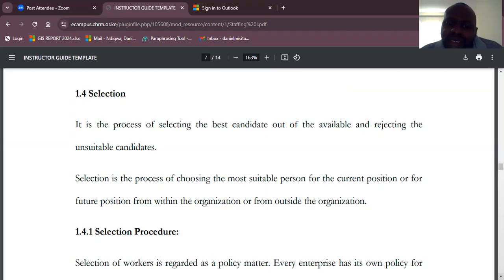Once you select them, you can now shortlist them and arrange for an interview with them. So selection is the process of choosing the most suitable person for the current position or for a future position, from within the organization or outside the organization. If you want to fill an existing position and you have many good candidates, you can select the best candidate, and the second best you can also put aside for future positions, in the event you have one.